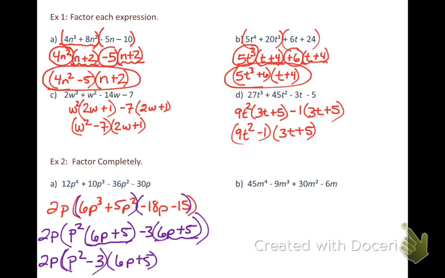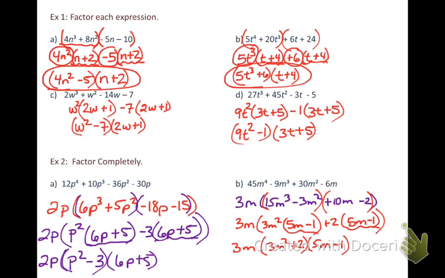Why don't you try b by yourself, put me on pause, and then try it and see if you're correct. Okay. B would be 3m and then 3m squared plus 2 in the first set of parentheses and 5m minus 1 in the second set of parentheses.